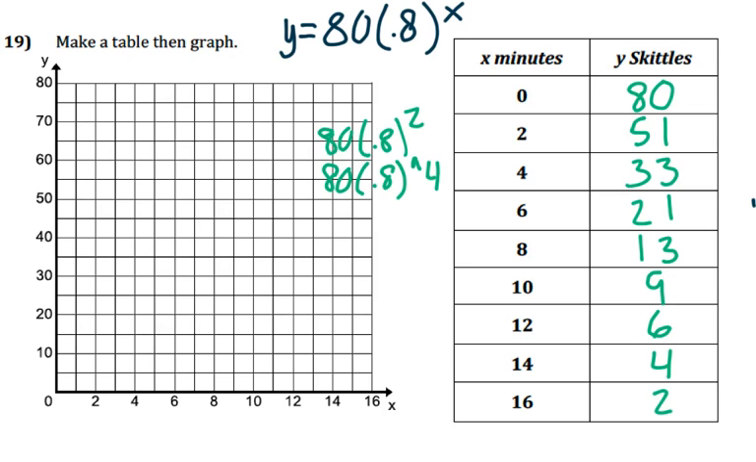So your table should look something like this. For 0 minutes, 80 Skittles. 2 minutes, 51 Skittles. 4 minutes, 33 Skittles. 6 minutes, 21 Skittles. And so on. Now we're going to take these values and we're going to graph them. So we're going to plot them on this coordinate plane. Remember, we got to label our x and y axes. So our x-axis will be minutes. Our y-axis is going to be Skittles.